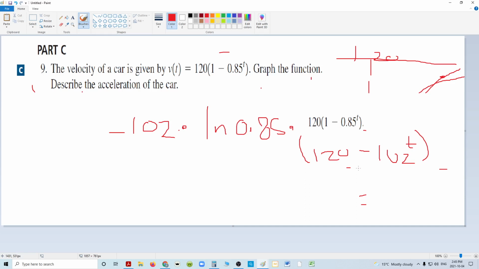Describe the acceleration of the car. I think I did. It's accelerating slower and slower and slower, and it's reaching max speed of 120. This can just be seen because this is a flip in the x-axis, and this is a decay curve. So if I take a decay curve and flip it to the x-axis, that's what I get.